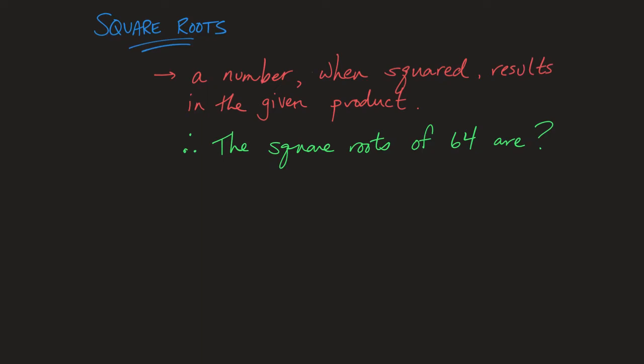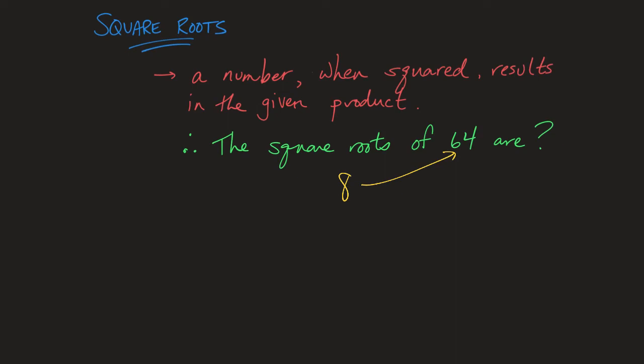Now, if I was to ask you guys what's the answer to the green question, I would have expected a lot of people to go 8. 8's a square root of 64, and I would agree with you. 8 is a number that, when squared, results in the given product. The result has to be 64. So 8, when squared, 8 squared is 64, checks out.